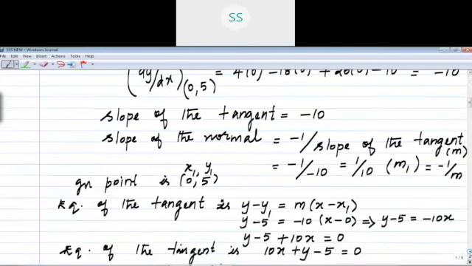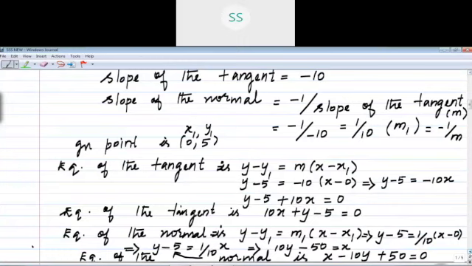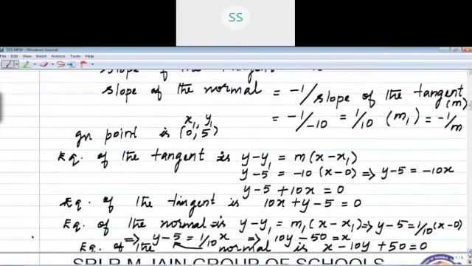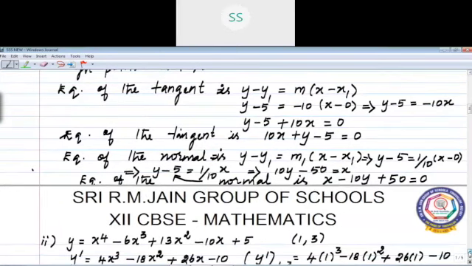Equation of the tangent: y - y1 = m(x - x1). Then you arrived that the equation of the tangent is 10x + y - 5 = 0. Equation of the normal: y - y1 = m1(x - x1). You have to substitute, cross multiply, and you arrived at x - 10y + 50 = 0.